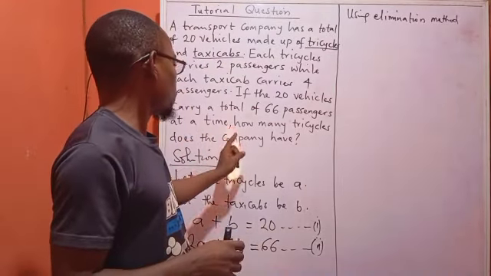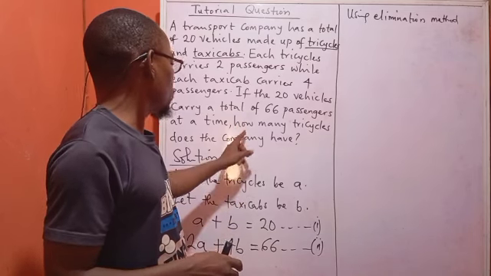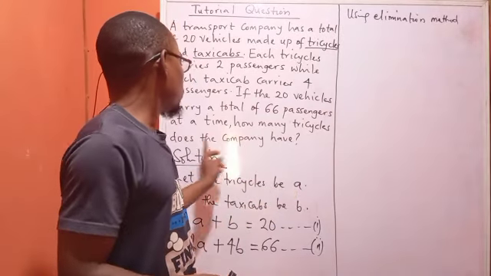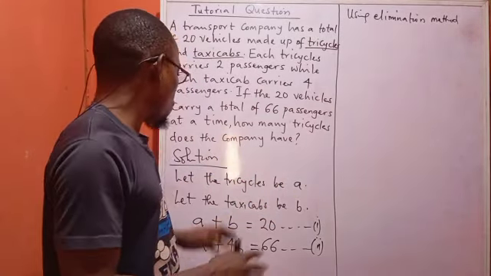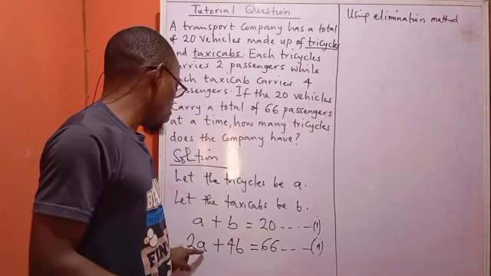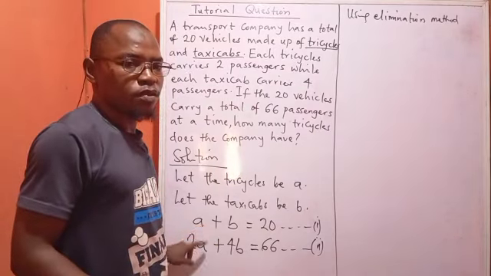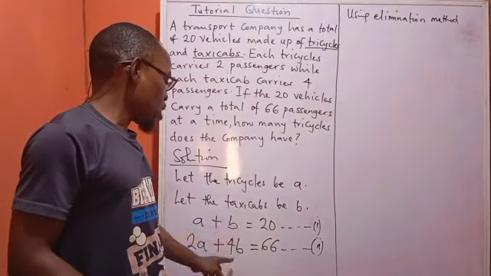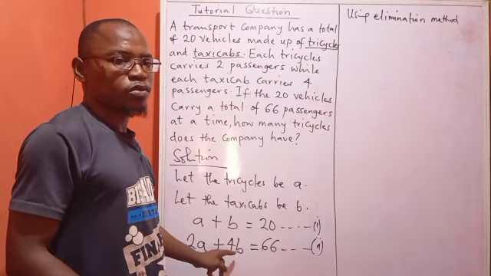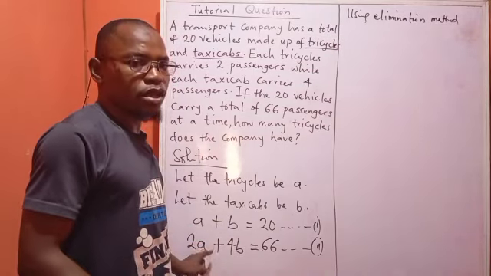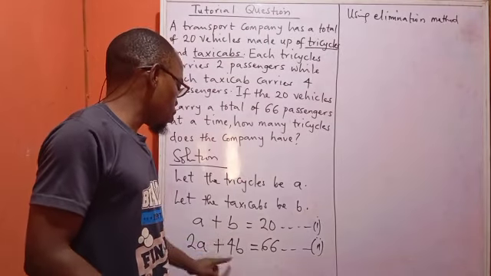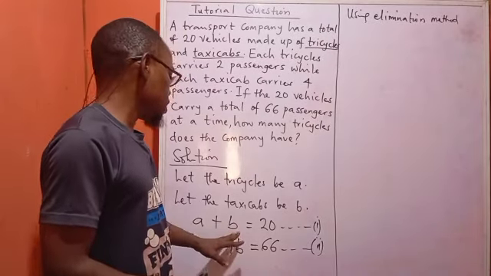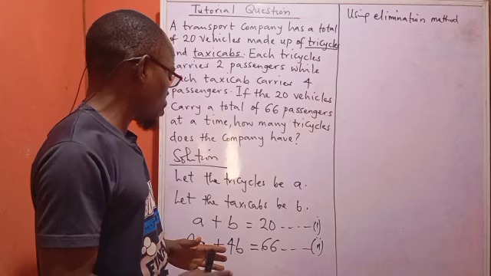Looking at the question, what we want to solve is: how many tricycles does the company have? So we are going to be looking for a, because a represents our tricycles. This means we are going to eliminate b so that we are able to get a. So we want to eliminate b, which is the second variable.